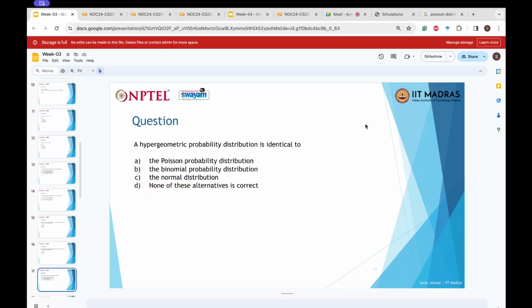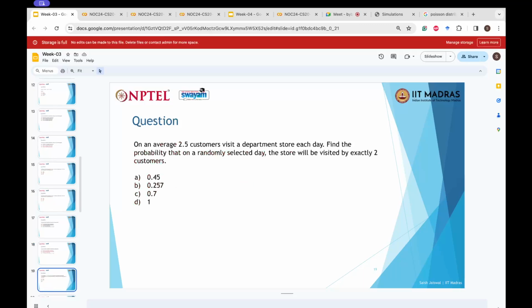We will discuss hypergeometric distribution later. So this is the problem. On an average, 2.5 customers visit a departmental store each day. Find the probability that on a randomly selected day, the store will be visited by exactly 2 customers. Now, Nikhil, coming to your question, does it sound like a binomial distribution question? In binomial distribution, you will have a fixed number of trials, right?